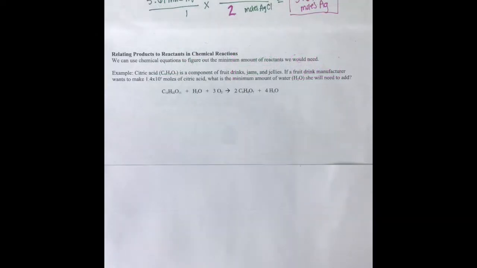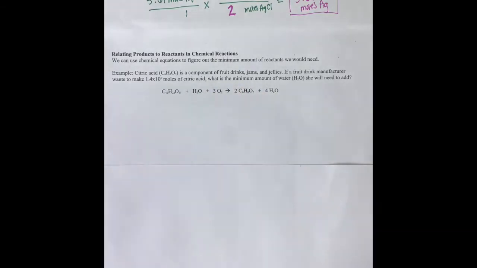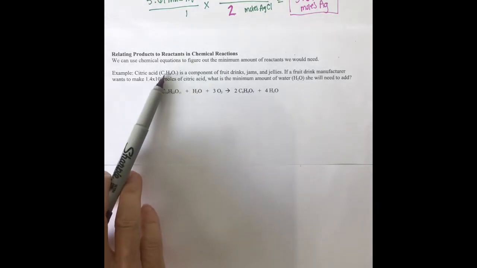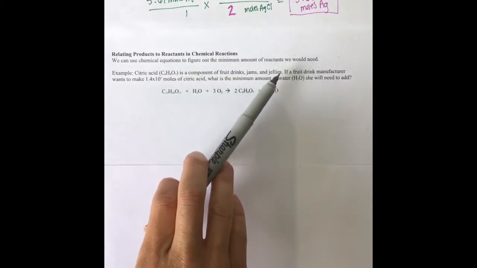Okay, the last problem we're going to work on with stoichiometry together today is going to relate products back to reactants. It works the same way. We're still going to use our mole ratio, but this kind of drives home the point of why we care about this. So let's say you're a food chemist and you work for Tropicana, okay? We need to produce some citric acid. Okay, citric acid is used in fruit drinks, jams, and jellies.